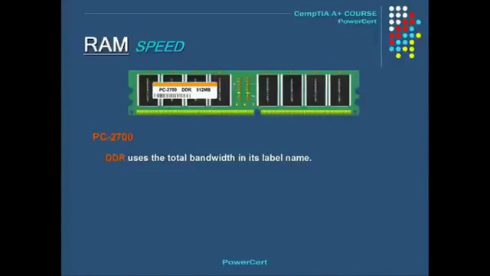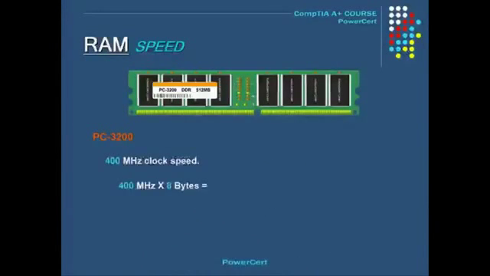The clock speed for PC2700 is 333 megahertz. So 333 megahertz times 8 bytes is rounded off to 2700 megabytes per second, which is where we get the name PC2700. Another example is PC3200. PC3200 has a clock speed of 400 megahertz, so 400 times 8 equals 3200, which is where we get the name PC3200.